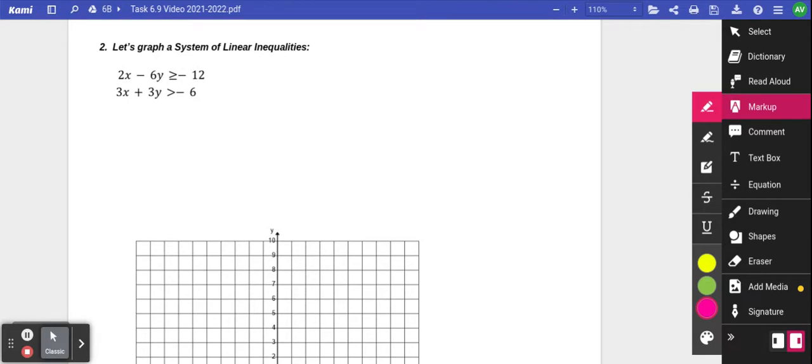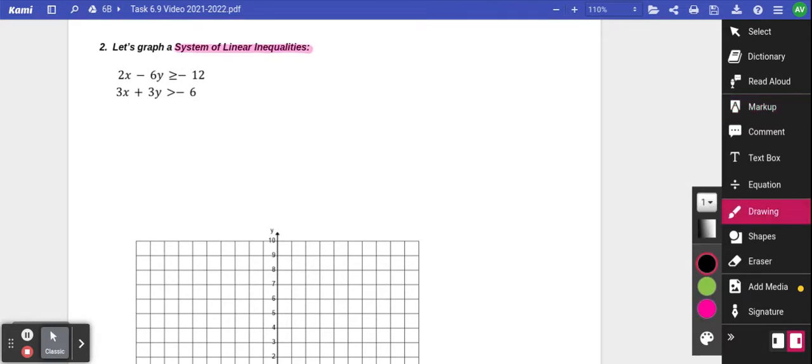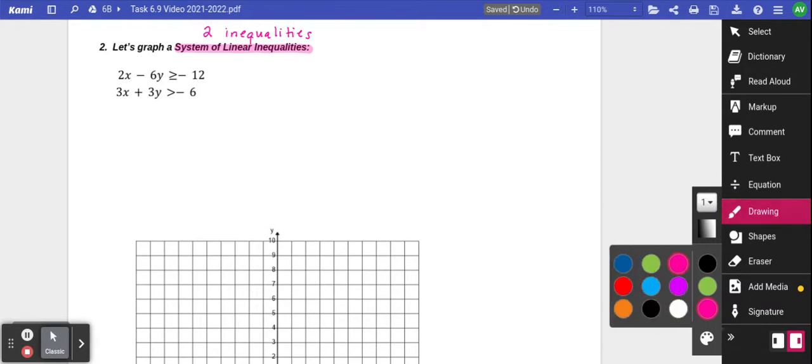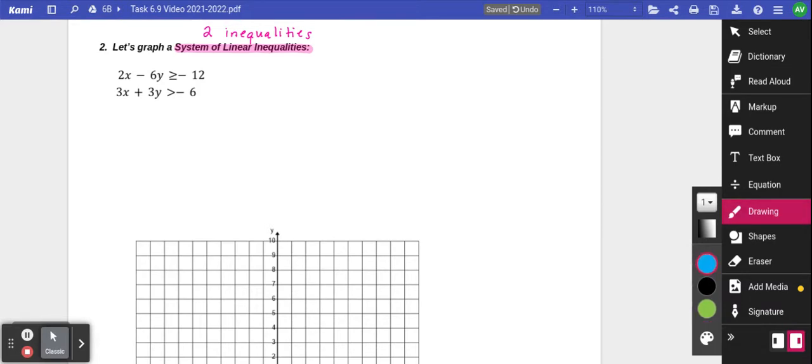The idea for today is that we're going to have a system of linear inequalities. When you have a system, that means you're going to have two inequalities at the same time. So for example, in this problem, we have two inequalities and we're trying to solve this system, which means identify points that work for both of these at the same time.